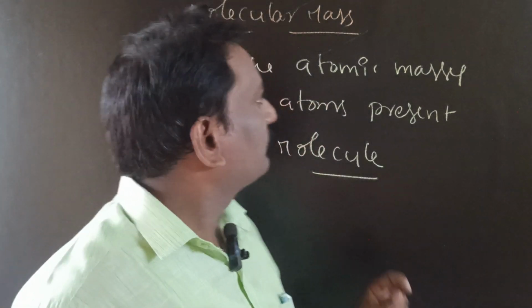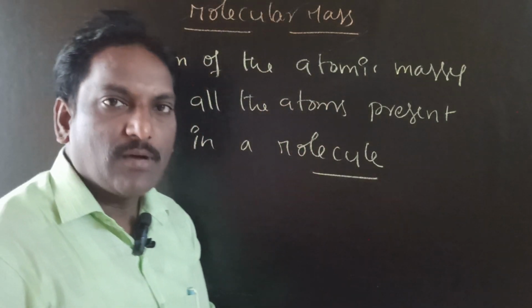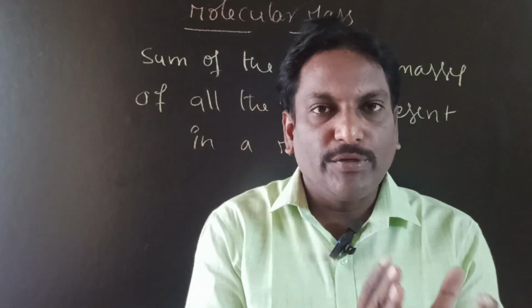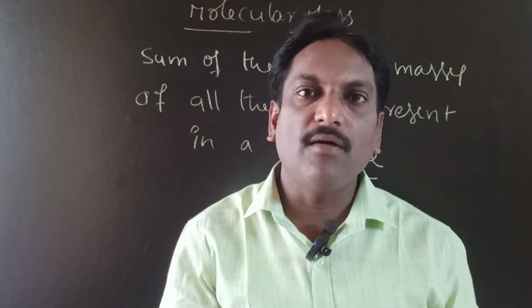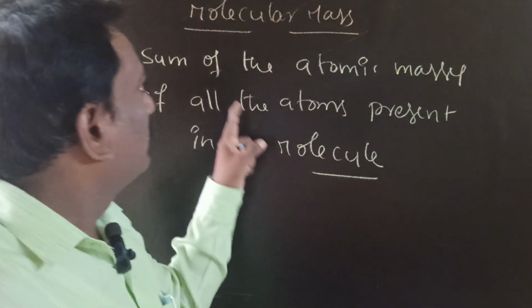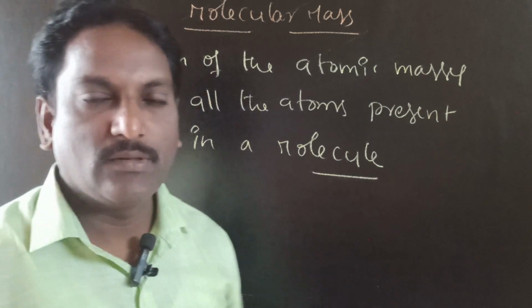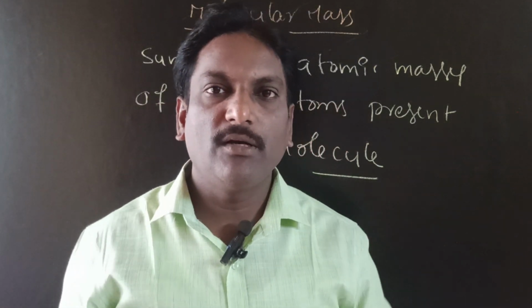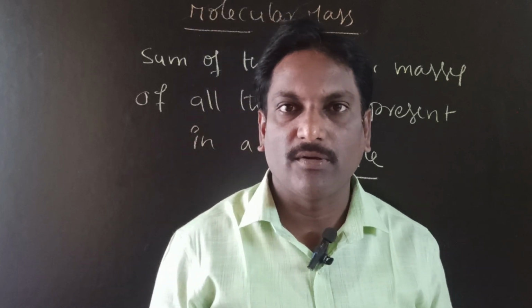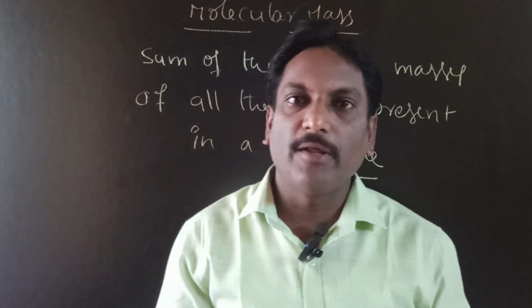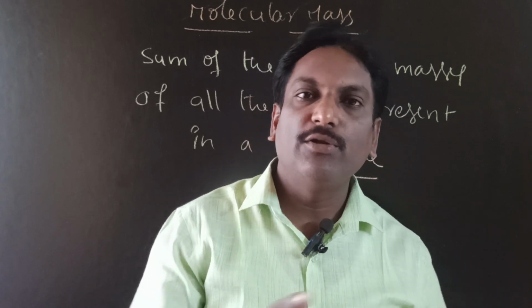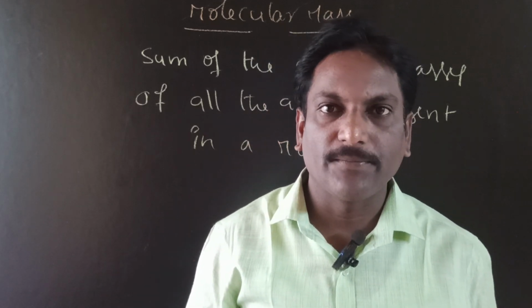Molecular mass means sum of the atomic masses of all the atoms present in a molecule. So that means we need to add atomic masses of individual atoms present in the given molecule. It is called molecular mass. If you want to calculate molecular mass, we have to know molecular formula and atomic masses as well. I said how to frame the molecular formula in last session, so please go through that video, then you will get how to frame the molecular formula.